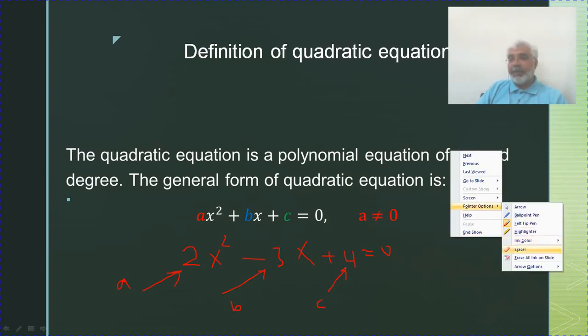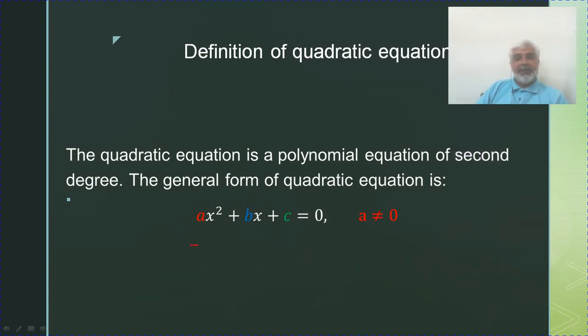Let's have another example. What if I have minus 3x squared plus x minus 5? A equals minus 3, B equals 1, even though there is no number 1, this is just 1x, so B equals 1, and C is minus 5. So A is minus 3, B equals 1, and C equals minus 5.